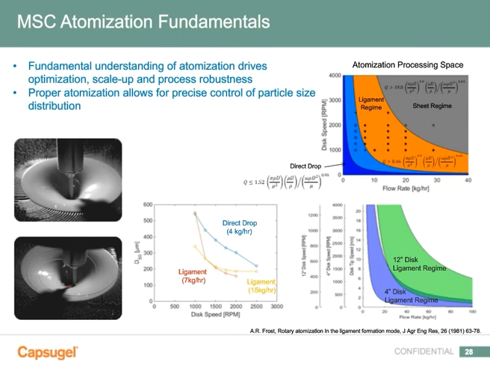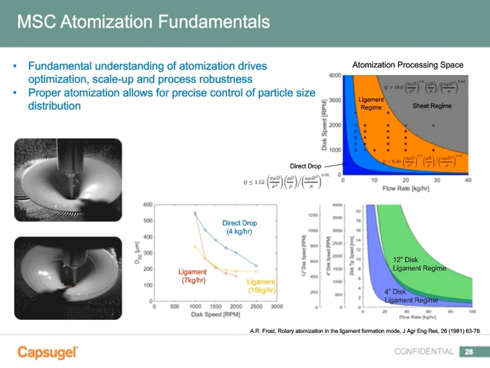The image on the lower left is a really good one showing what we want to see, where you have the melt hitting the center of the disk, spiraling outward, and then forming these long ligaments off the edge. And then those long ligaments are what break up into the droplet. There are several different regimes, as noted here. We're not going to go into the details of which regime, what processing conditions result in which regime.